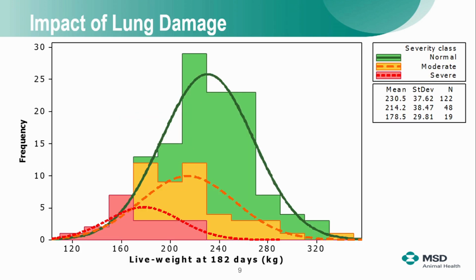This is just to show the distribution of those weights. Again, the green shaded area is the normal to mild category, the orange is the moderate, and the red is the severe lung scores. As you would expect, there is some overlapping between the categories, but hopefully you can see that generally the severe lung scores are towards the lower weights, towards the left of the graph, and the normal to mild green are towards the higher weights within that distribution.